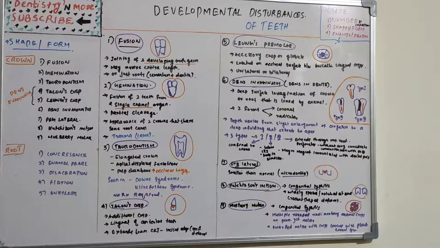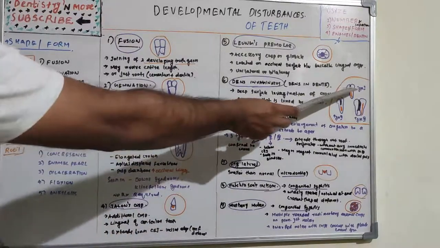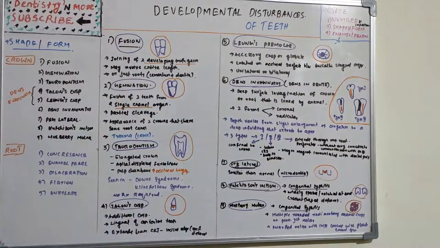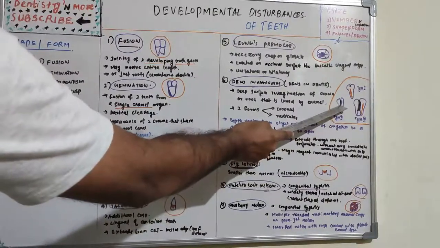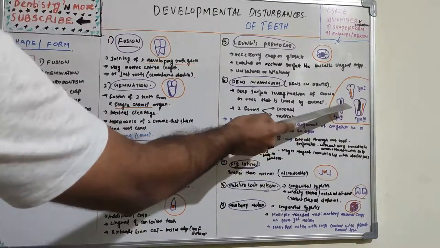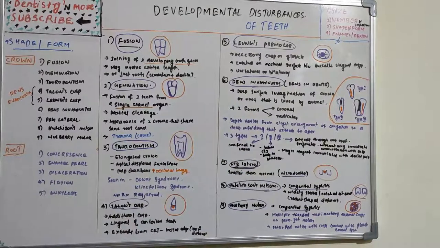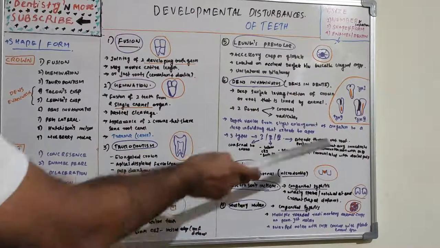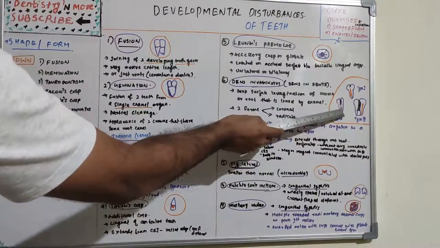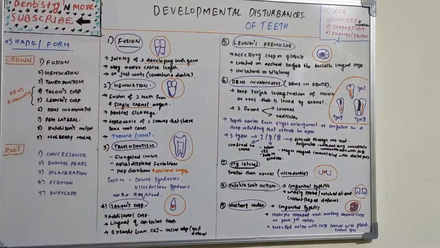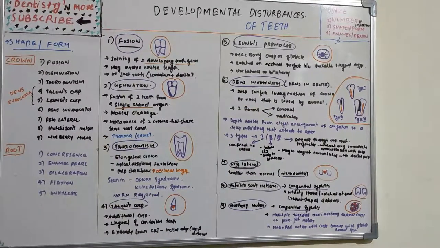Type 1 is confined to the crown. Type 2 extends below the CEJ and ends in a blind sac. So this is a blind sac, and it may or may not communicate with the adjacent dental pulp. Sometimes it communicates with the pulp, sometimes it doesn't. So that is type 2.